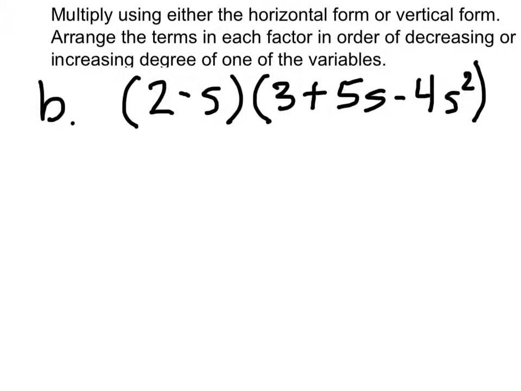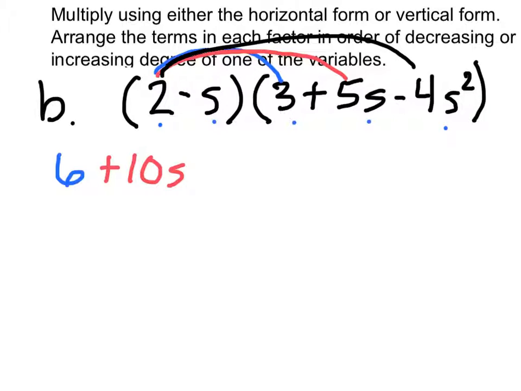Alright, in this example, I'm going to end up distributing each piece of this to each piece of this. So let's go ahead and do that. So here I'm going to multiply this 2 times this 3, and I get a 6. Now I'm going to multiply this 2 times this positive 5s, and I get a positive 10s. And then I'm going to multiply this 2 times this -4s, and I get a -8s squared.